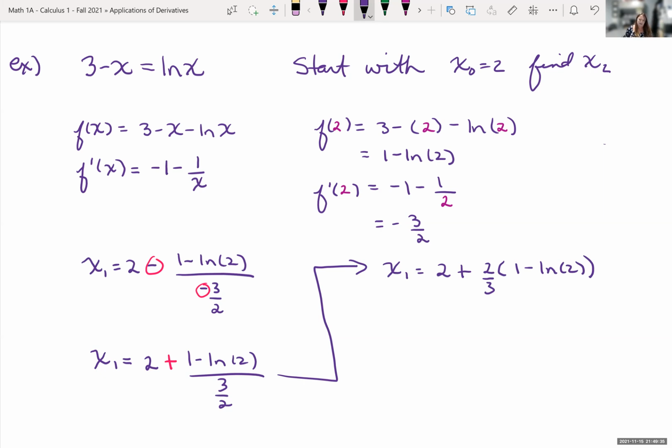So this is where we might want to put it into the calculator now, especially if they had asked us to go on and figure out, don't stop until you keep on getting the same decimal. So 2 plus 2 divided by 3, and then this is all times 1 minus natural log of 2. So if I did this correctly, I get x sub 1 is approximately 2.2046.